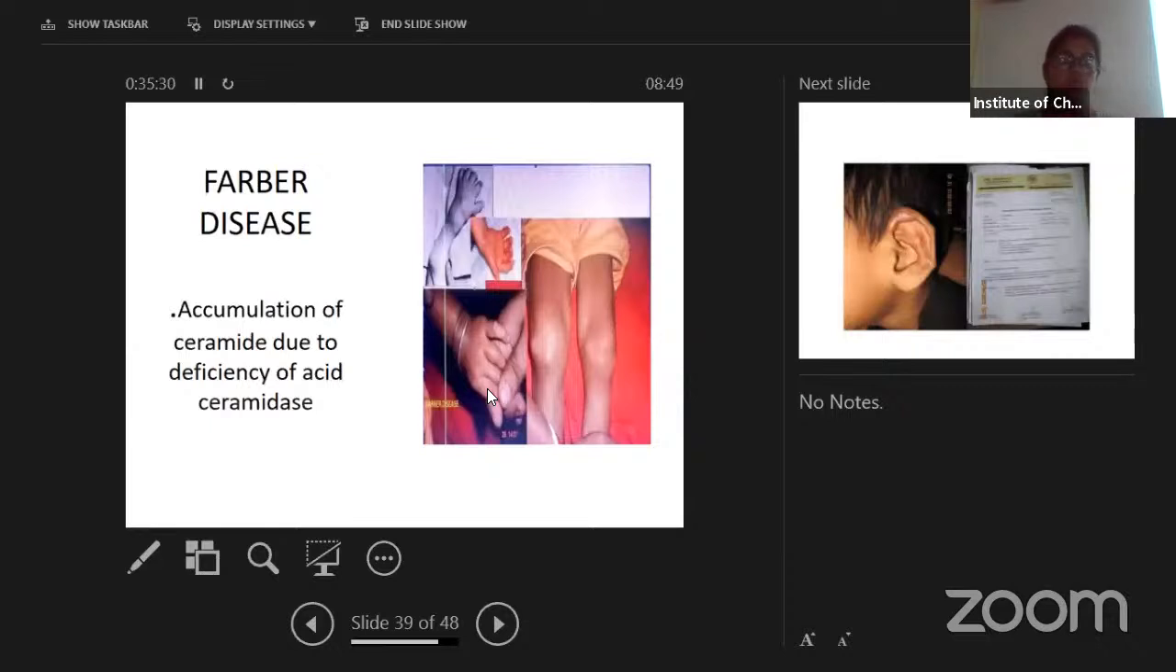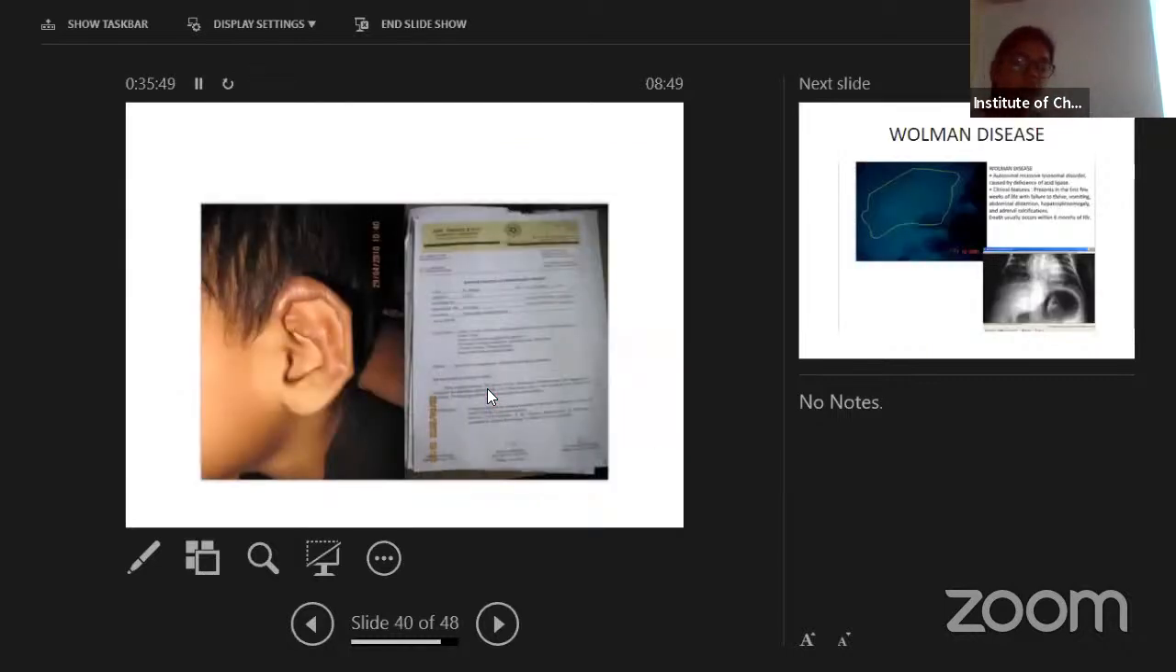Farber disease. Accumulation of ceramide due to deficiency of acid ceramidase. The child usually presents with multiple joint swelling with subcutaneous nodules. Sometimes this kind of patient is misdiagnosed as rheumatoid arthritis, but this patient was diagnosed as Farber disease on biopsy.